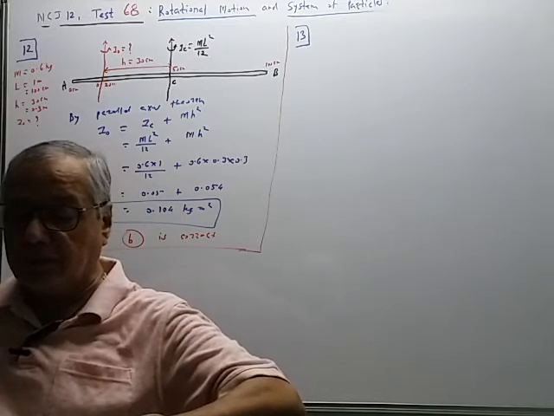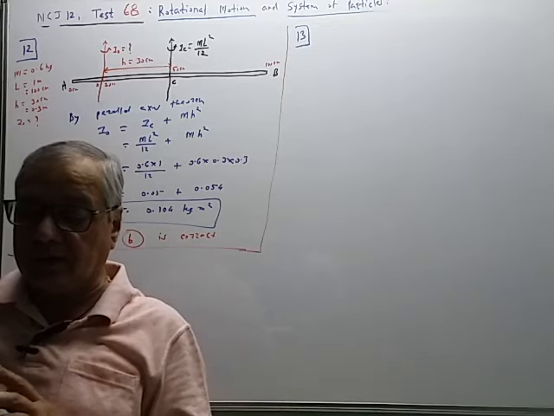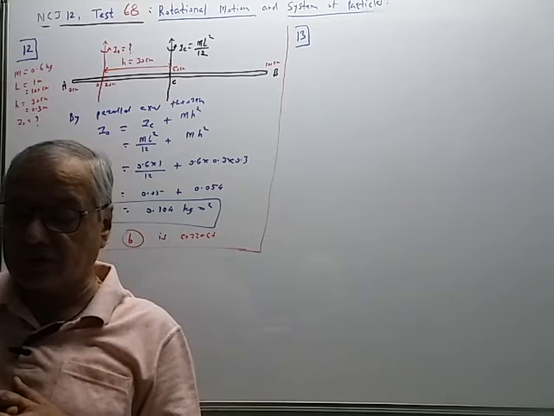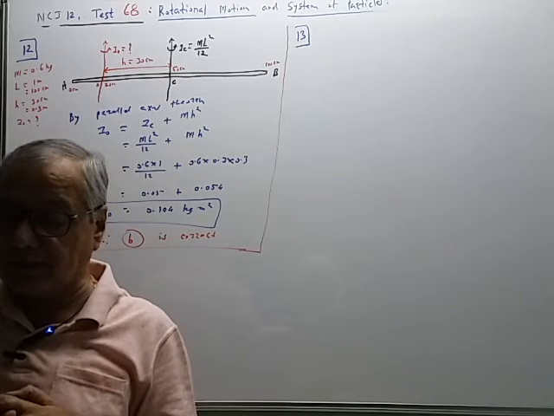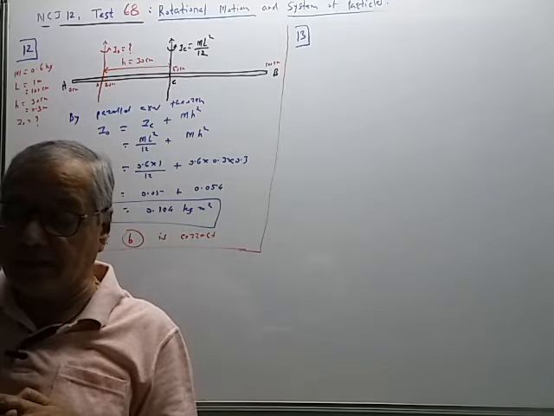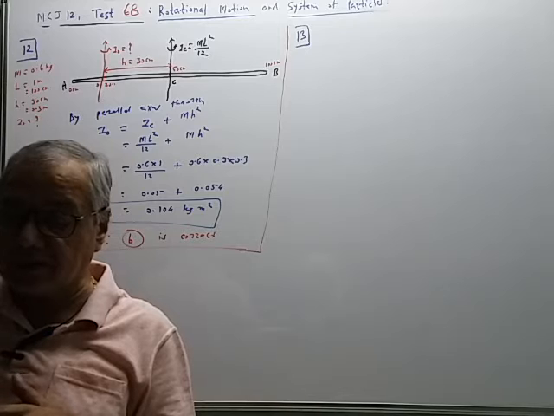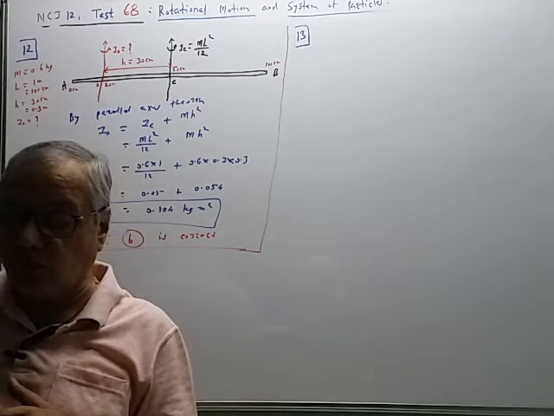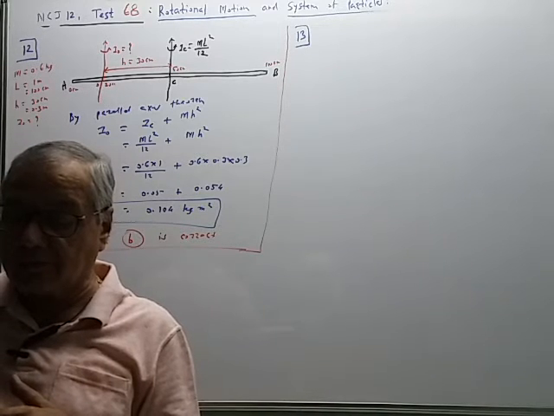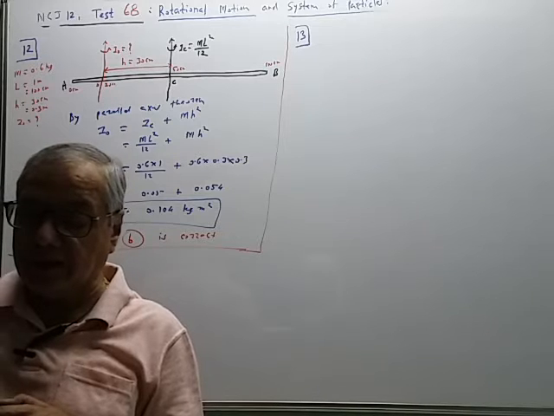I will read the problem. The three identical rods, each of length x, are joined to form a rigid equilateral triangle. Its radius of gyration about an axis passing through a corner and perpendicular to the triangle is.